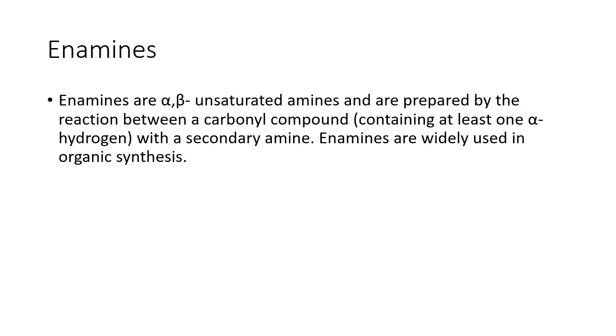Enamines. Enamines are alpha-beta unsaturated amines and are prepared by the reaction between a carbonyl compound, which should contain at least one alpha hydrogen, with a secondary amine. As an example, now consider a compound having the structure R1, R2, CH, CO, R3.